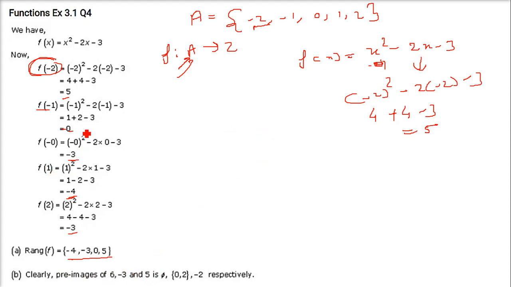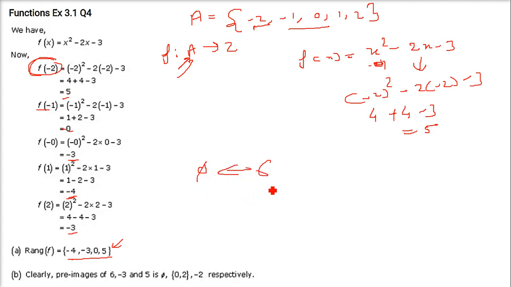So where has 6 come? 5, 0, 3. Because 6 is already not there. 6 is nowhere. So 6 cannot come. In this function, if you put these values, 6 is never going to come. So the pre-image of 6 is nothing, that is, the empty set.